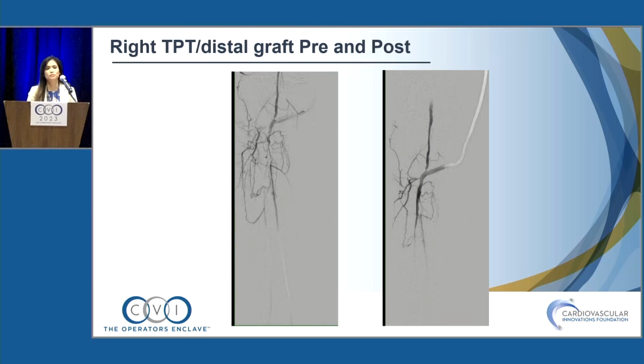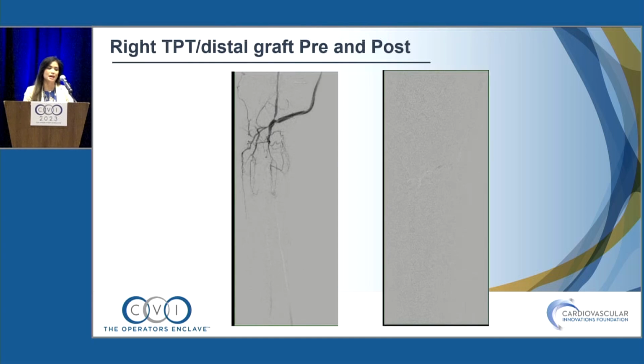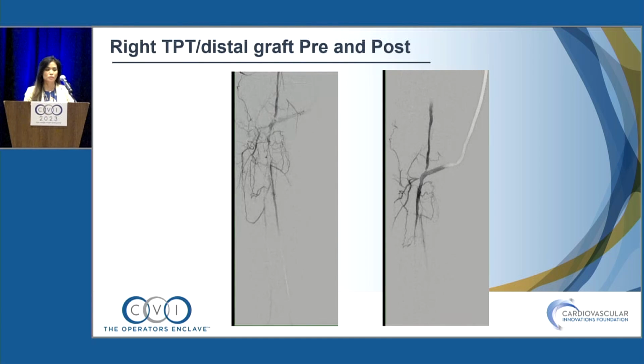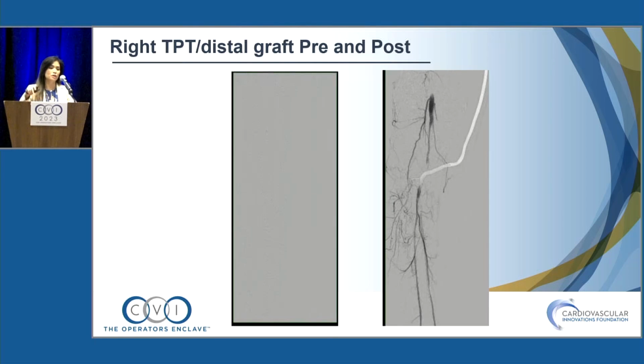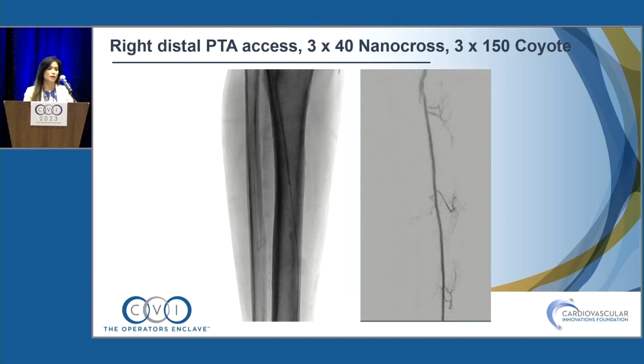We do see improved flow through that distal anastomosis into the TPT trunk and peroneal arteries, but we weren't happy with the proximal PTA. We did attempt to cross this with our Command 018, and we were worried about further propagating the dissection. So we called an audible and obtained right distal pedal PTA access. With an 018 wire, we performed balloon angioplasty with a 3 by 40 Nanocross and a 3 by 150 Coyote with our final results here.